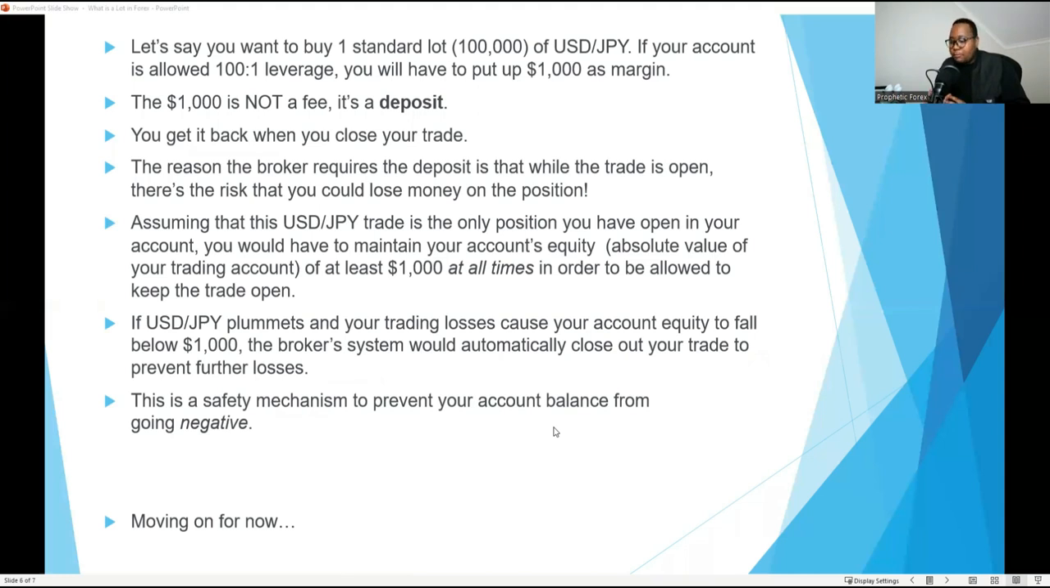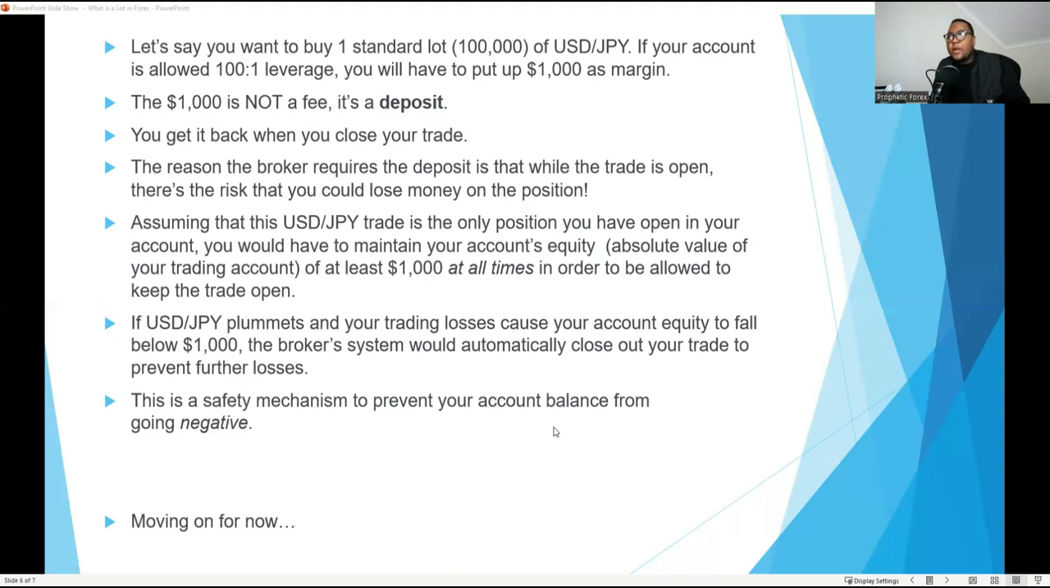The reason the broker requires the deposit is that while the trade is open, there's a risk that you could lose money. Because technically they've lent you 100,000 to trade, that 1,000 acts as a margin, the room for you to swing that trade. Assuming the US dollar trade is the only position you have opened in your account, you'll have to maintain your account's equity, the absolute value of your trading account.